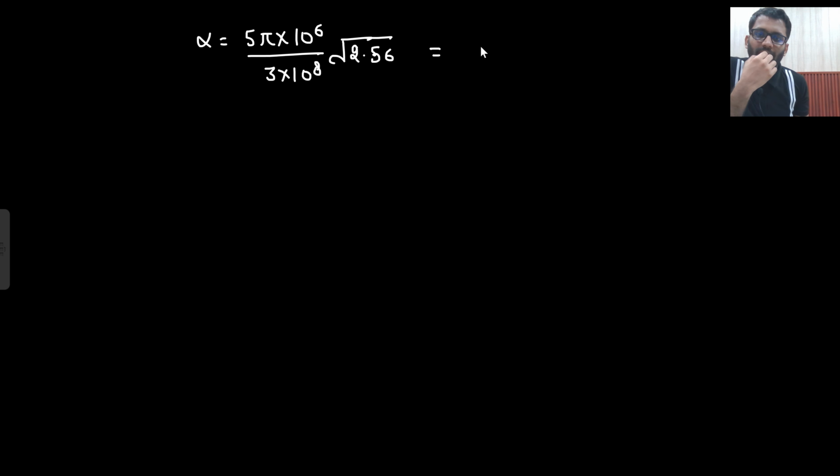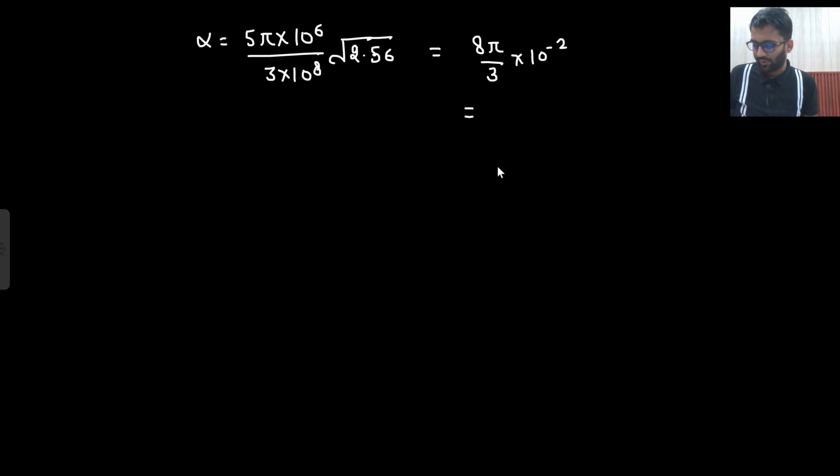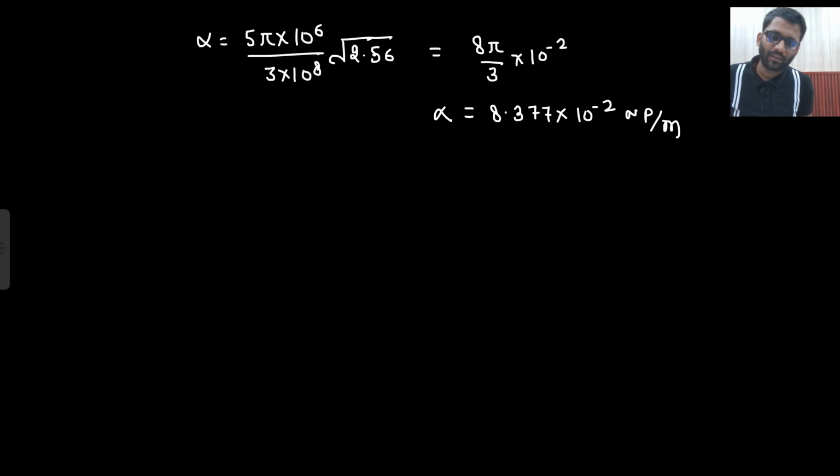Okay, so what you are getting is 8 pi by 3. This is 1.6, so 1.6 into 5 is 8. So 8 pi by 3 into 10 to the power minus 2. This is what I am getting. So now I can solve it. 8 into pi by 3 is 8.377. So 8.377 into 10 to the power minus 2 nepers per meter. This is the value of alpha.